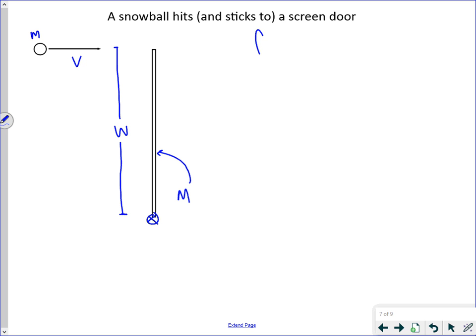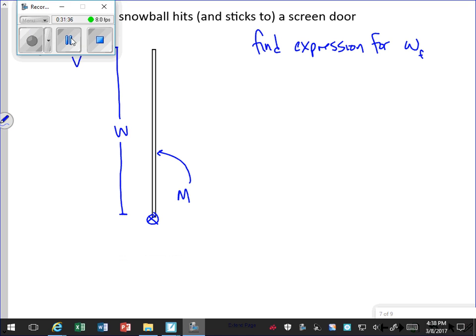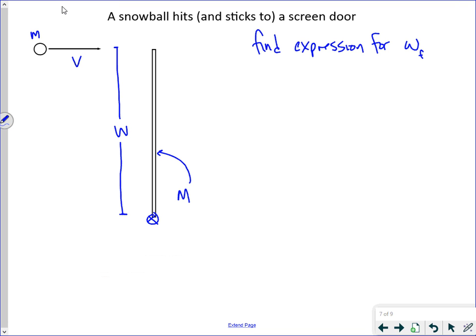Let's find or express omega final. What you should do is show that this system ends up with a final angular velocity equal to little m v over W times little m plus big M over 3. Yeah, got it? That's your job.